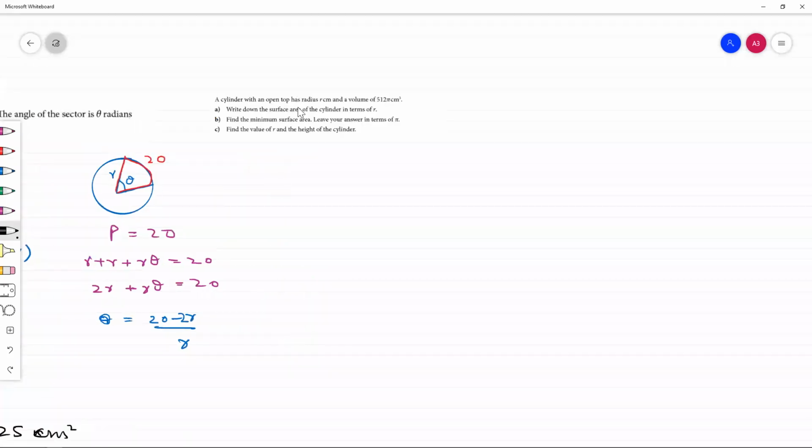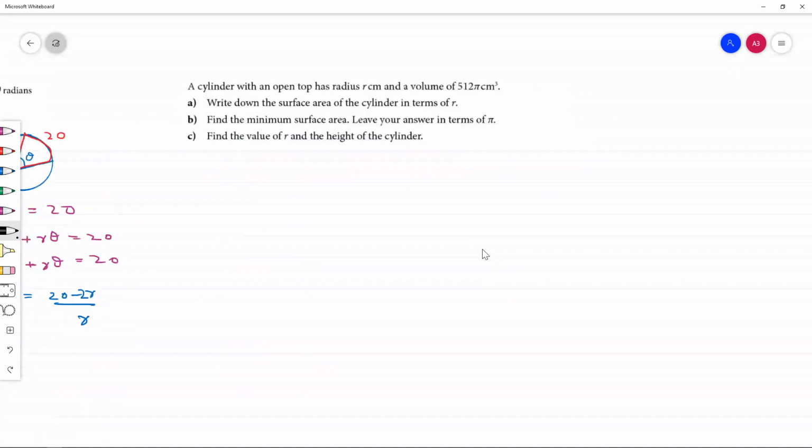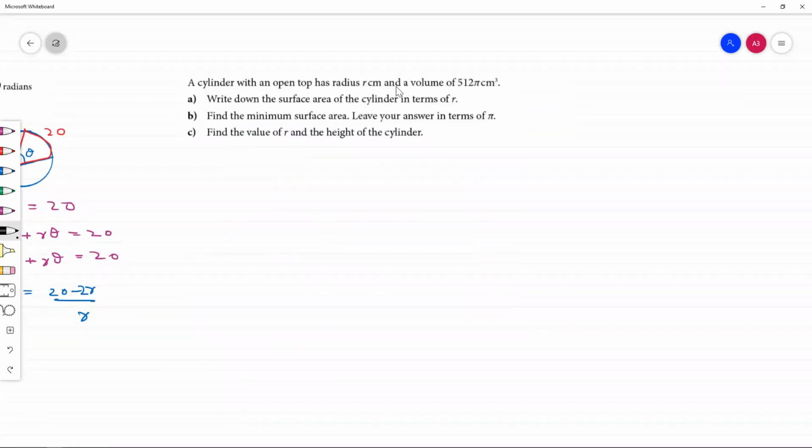So the next question is, a cylinder with an open top has a radius r centimeter and the volume is 512 pi centimeter cube. So cylinder with the open top, radius r. First look at this. This is a cylinder with an open top, because we don't have any top. V is 512 pi. Write down the surface area of the cylinder in terms of r.